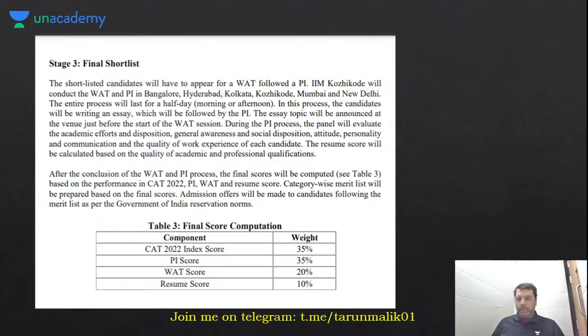After the second stage, your VAT and PI will be conducted. In the final score, the CAT index score weightage is 35%, PI score is 35%, VAT is 20%, and resume score is 10%. So it's kind of a profile based call also, based on your experience and what kind of experience you have. That also is a deciding factor in getting the final conversion in IIM.